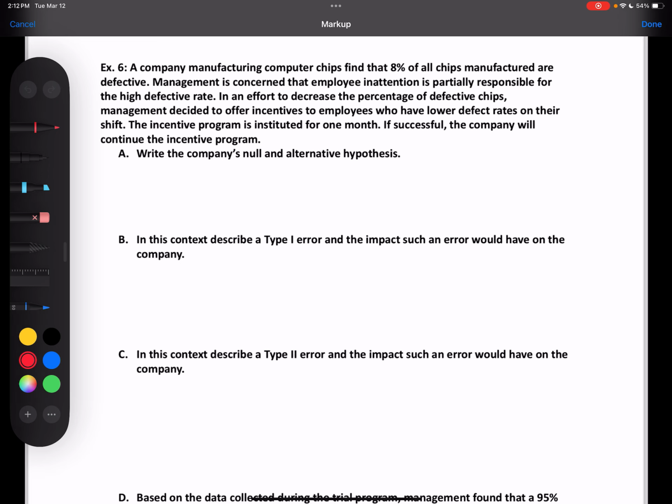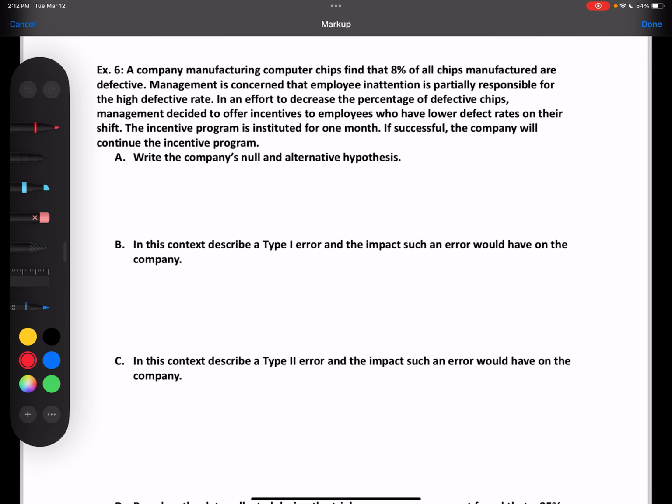A company manufacturing computer chips finds that 8% of all chips manufactured are defective. Management is concerned that employee inattention is partially responsible for the high defective rate. In an effort to decrease the percentage of defective chips, management decides to offer incentives to employees who have lower defect rates on their shift. The incentive program is instituted for 1 month. If successful, the company will continue the incentive program. Write the company's null and alternative hypothesis.